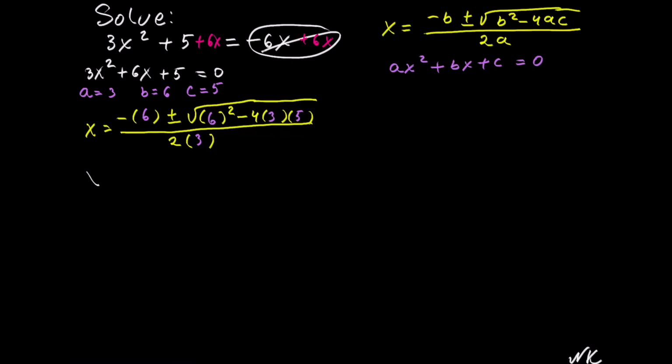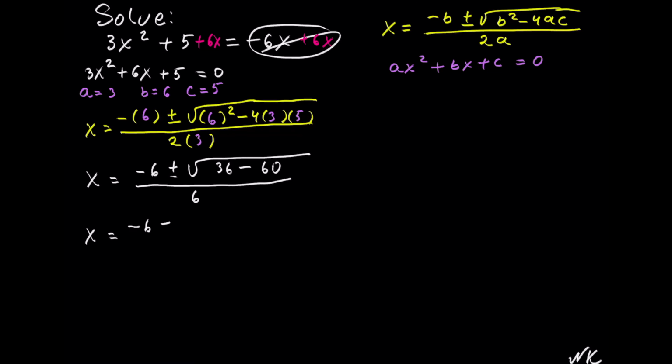This gives us x is equal to negative 6 plus or minus the square root of 6 to the second, which is 36, minus 4 times 3 times 5, which is 60, all over 2 times 3, which is 6. This will give us x is equal to negative 6 plus or minus the square root of 36 minus 60, which gives us negative 24, all over 6.